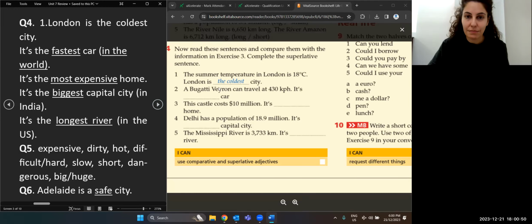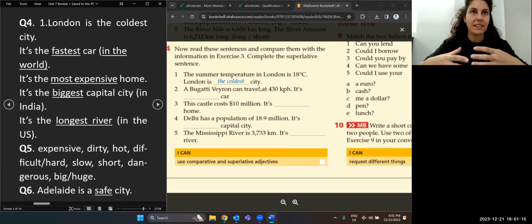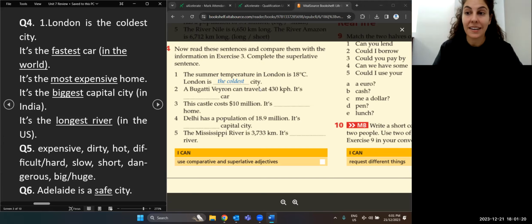So I'm comparing with the EST. Why? Because I want to say London is the coldest city in all of the UK, maybe, or in all of Europe. I mean, I don't know. It's just saying it's the coldest city compared to many. We don't know how many cities they're comparing it to, but we just know they're not talking about London and Paris, London compared to Berlin. They're just saying London, compared to many, it's the coldest. It's one of the coldest cities in the world. Like it's a sentence like that.